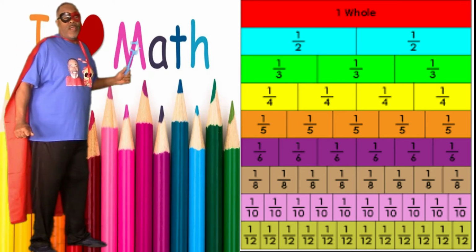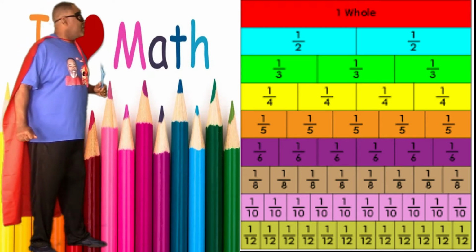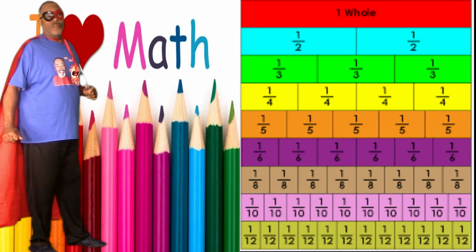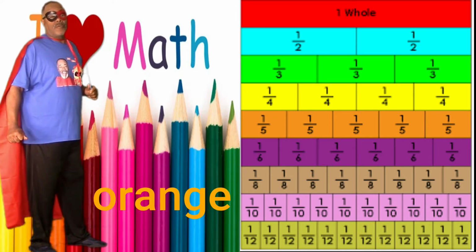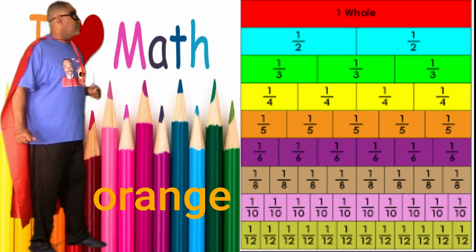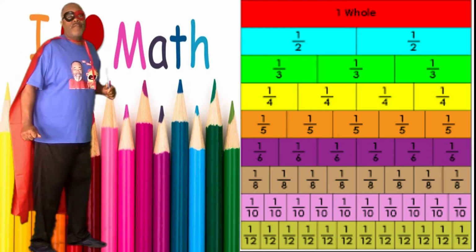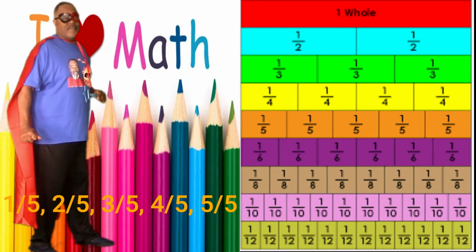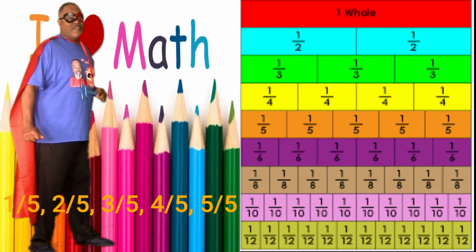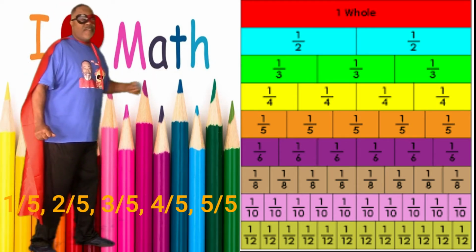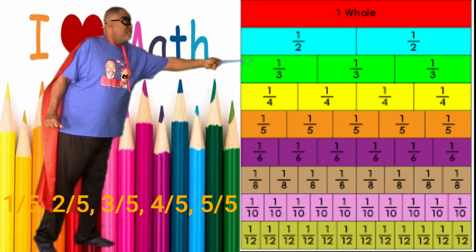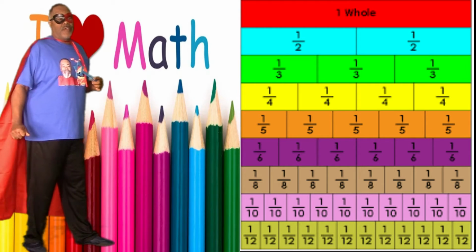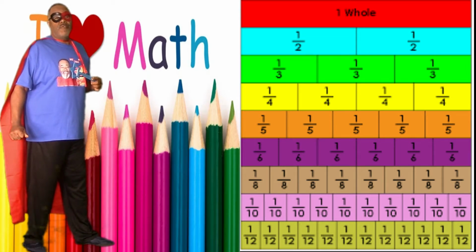So now let's look at our fraction chart and continue to count by these fractions. All right, so we left off at 1/4. What is the next unit? 1/5. What color is the fifths? It is orange. Very good. So let's count by 1/5. 1/5, 2/5, 3/5, 4/5, and 5/5. Very good. Let's move on to the next one.